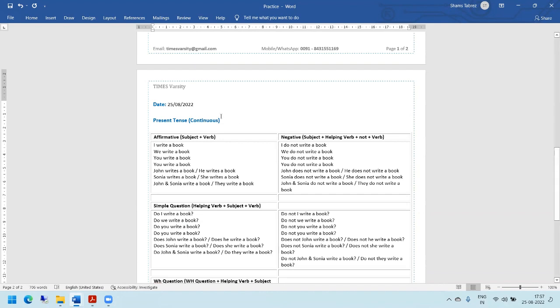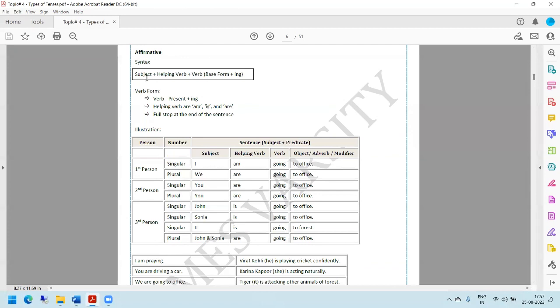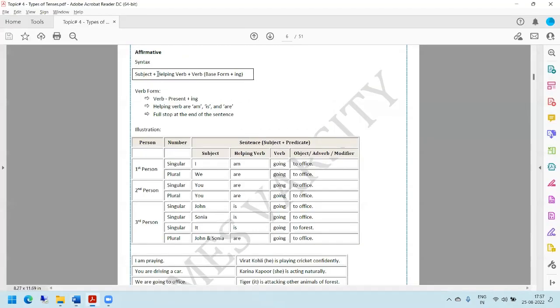Present tense. In present tense continuous, tell me about the affirmative. The syntax for affirmative is subject plus helping verb plus verb, and the ing form of the verb is used. Subject plus helping verb plus verb.